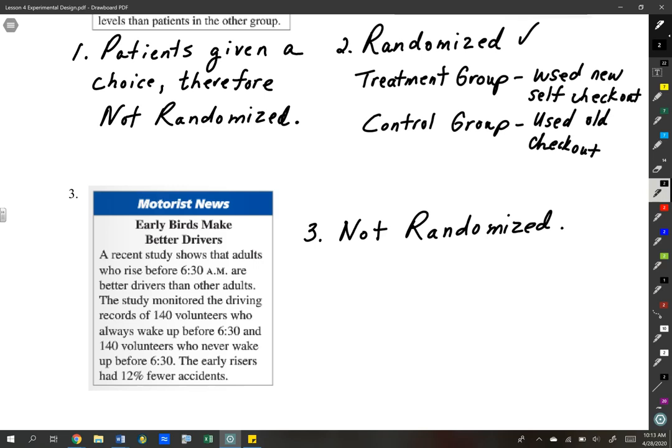Okay. I have here the conclusion that early risers are better drivers may or may not be valid. There may be other reasons why early risers are better drivers. For instance, the early risers may also go to bed much earlier, so they get more total hours of sleep, which could affect the number of accidents they have. So bottom line, since we didn't pick them randomly to go into each group, we can't consider this survey valid. It's not a randomized comparative experiment. All right.